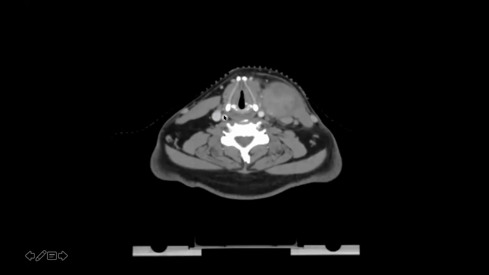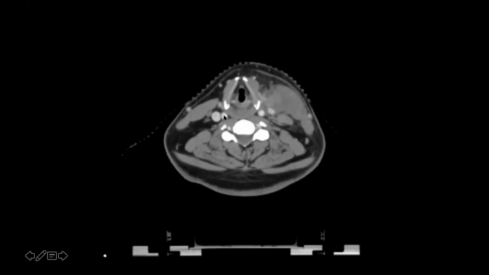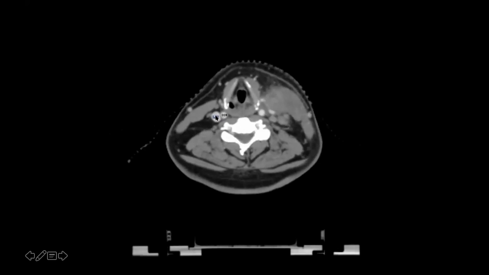So we're going to continue to track the common carotid artery. This here is the common carotid, lateral to which is the internal jugular vein.